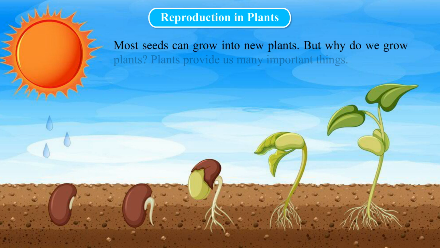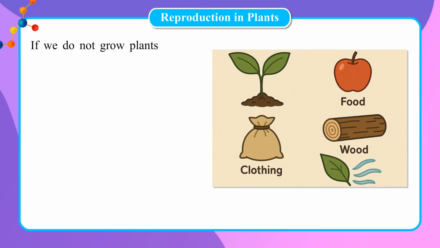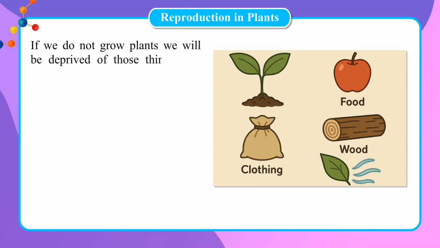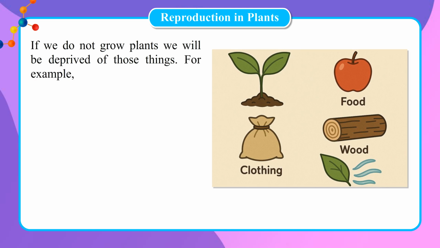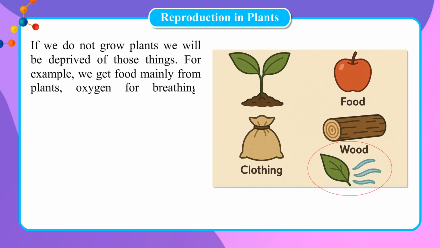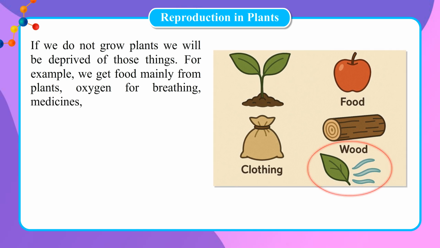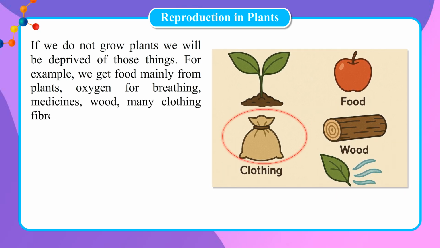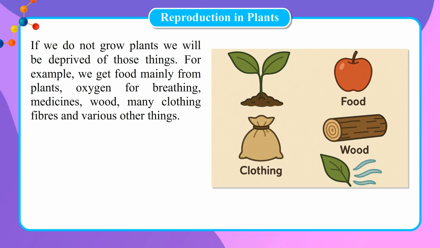But why do we grow plants? Plants provide us many important things. If we do not grow plants, we will be deprived of those things. For example, we get food mainly from plants, oxygen for breathing, medicines, wood, many clothing fibers and various other things.